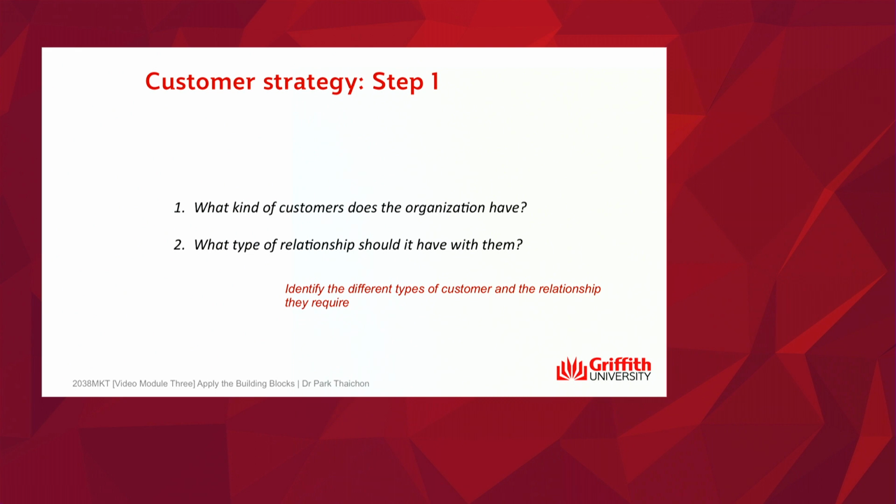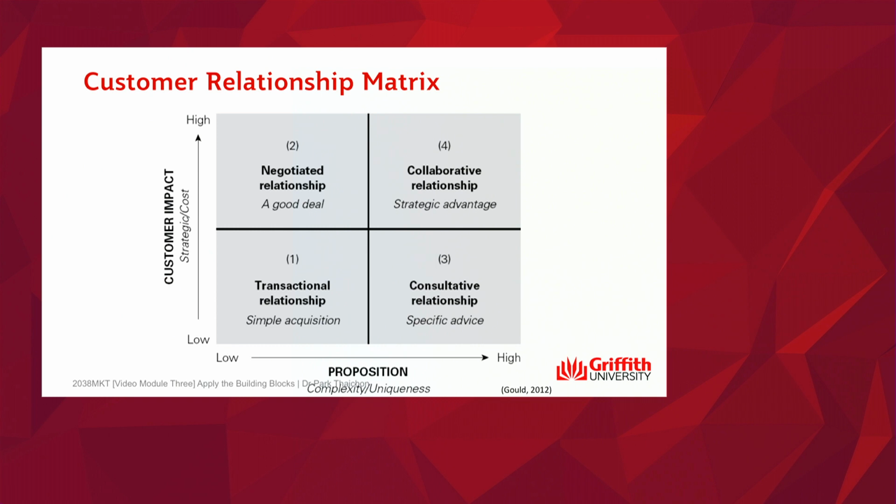Step 1, we have to ask what kind of customers the seller has, and another question is what type of relationship we should have with them. So what we have to do is identify the different types of customers and the relationships that are required. So how do we do that? We will use something called the customer metric. So here is a framework that we call the customer metric.